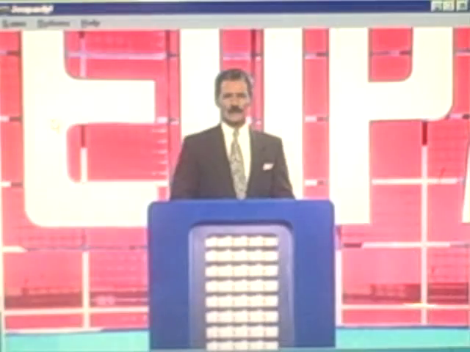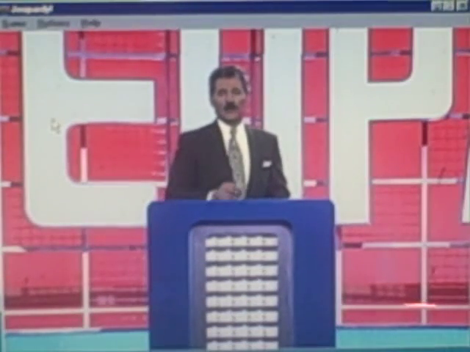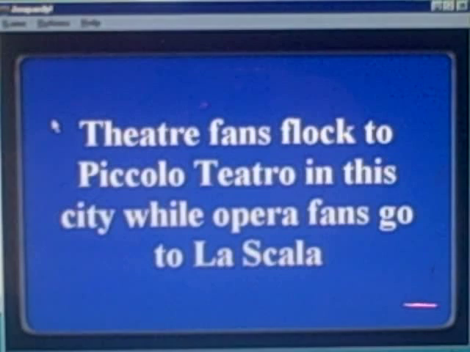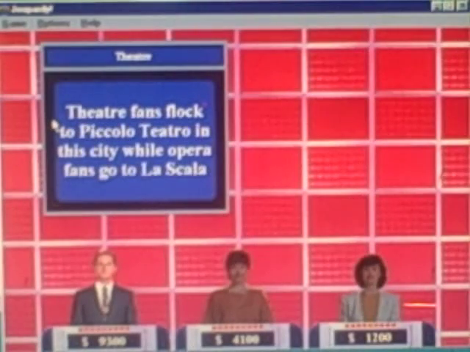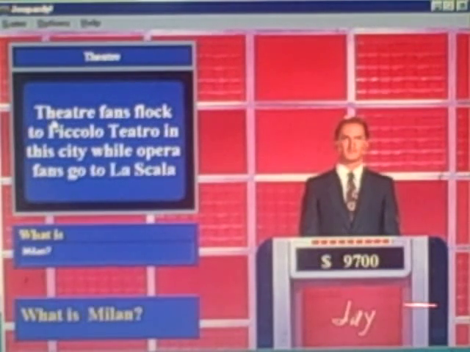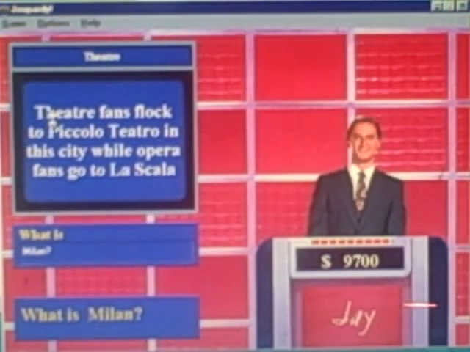Contestant number 1. The answer there is... Theater fans flock to Piccolo Teatro in this city, while opera fans go to La Scala. Contestant number 1. What is Milan? Yes. Theater for 600. That's correct.